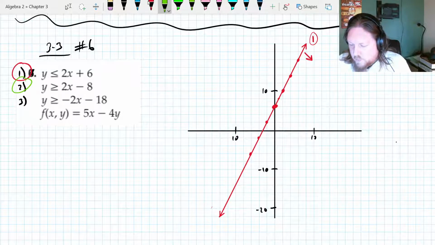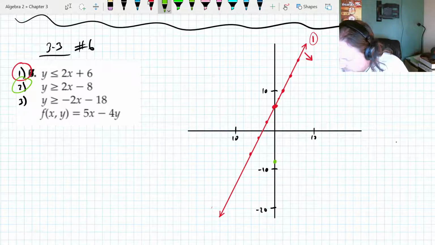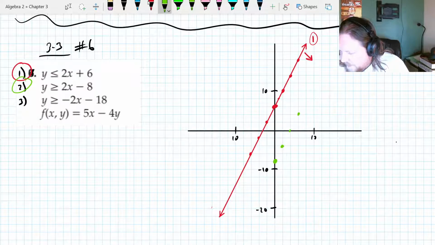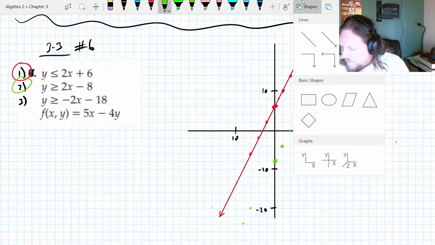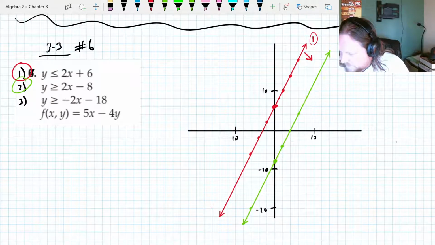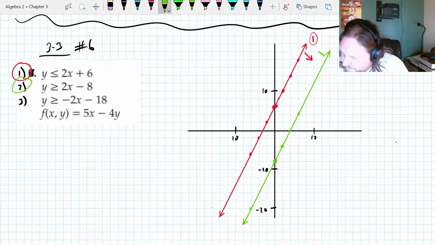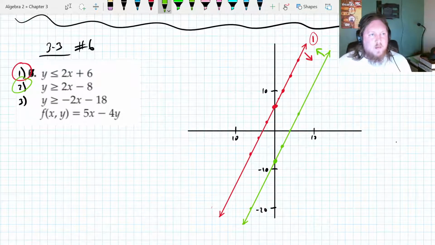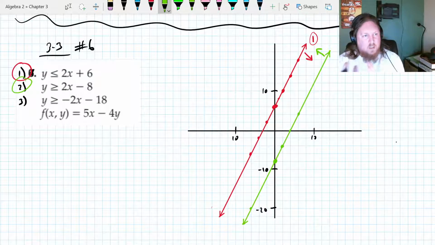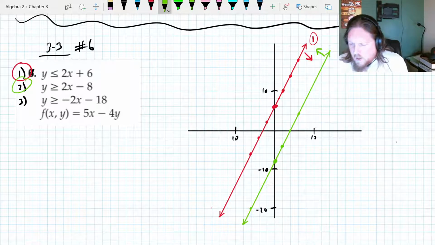2x minus 8, so I go to negative 8 here. And again, same thing, goes up to that point there. And so it's got the same slope, which is pretty nice because it tells me that we're going to have parallel lines. I think I mentioned that earlier. So there we got parallel lines. And this one is shaded above. So you can see right now the solution region is in between those two lines. And that's equation 2 in green.